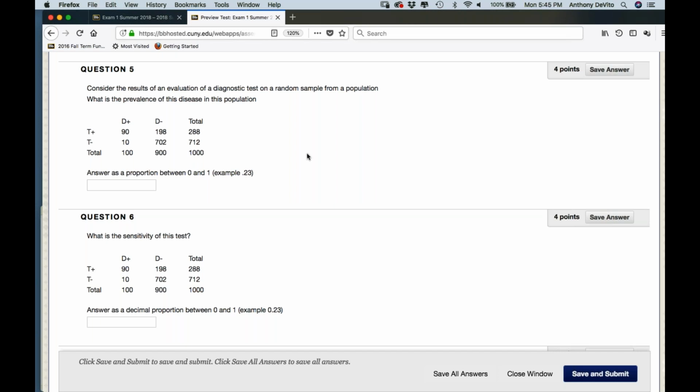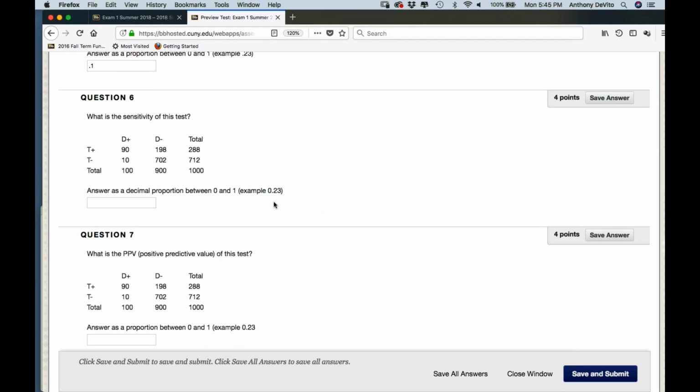Anybody want to give me some help with that online? Right, exactly, 100. 100 out of 1,000. So the prevalence here is 10%. 10% of the people in this population have this disease. So I'm going to put that in as 10%, 0.1.